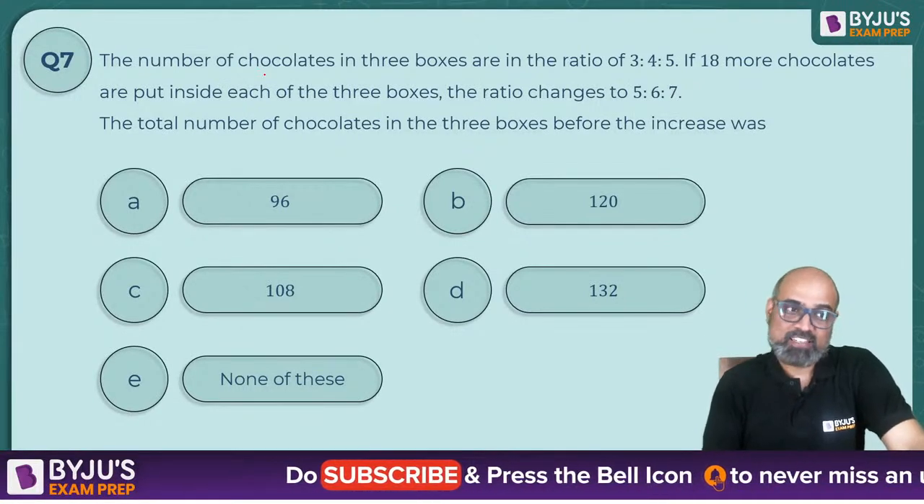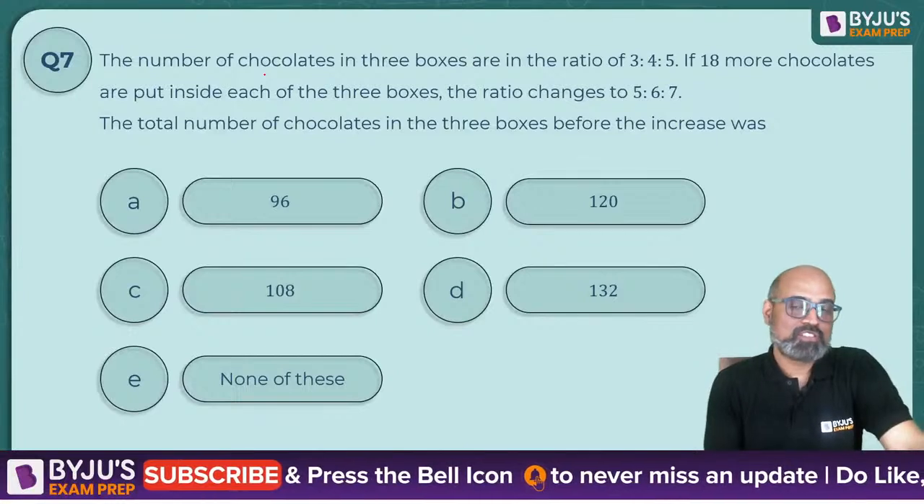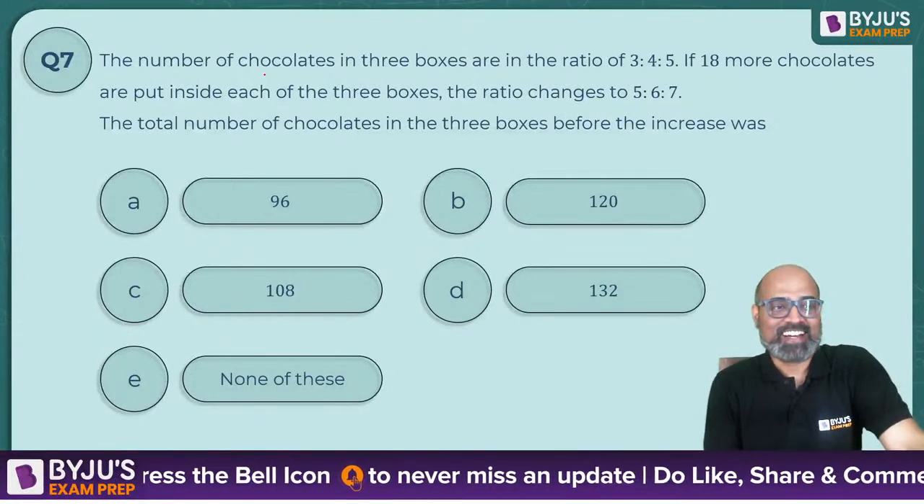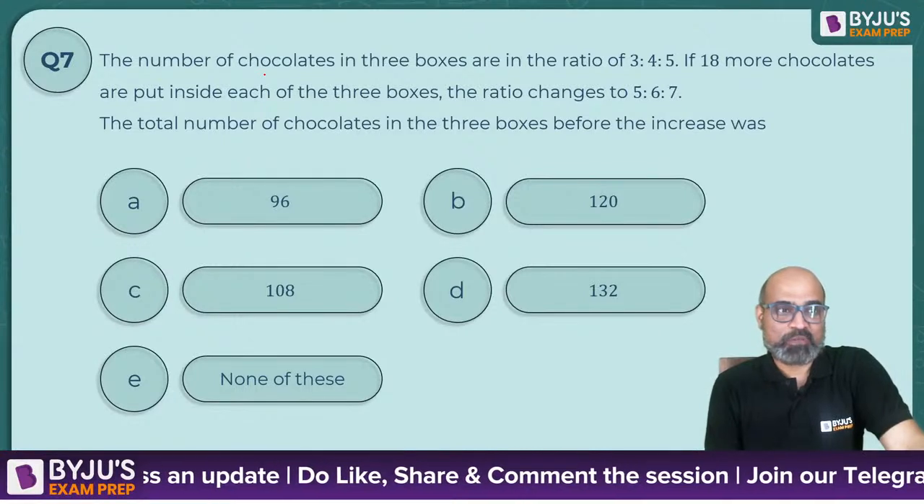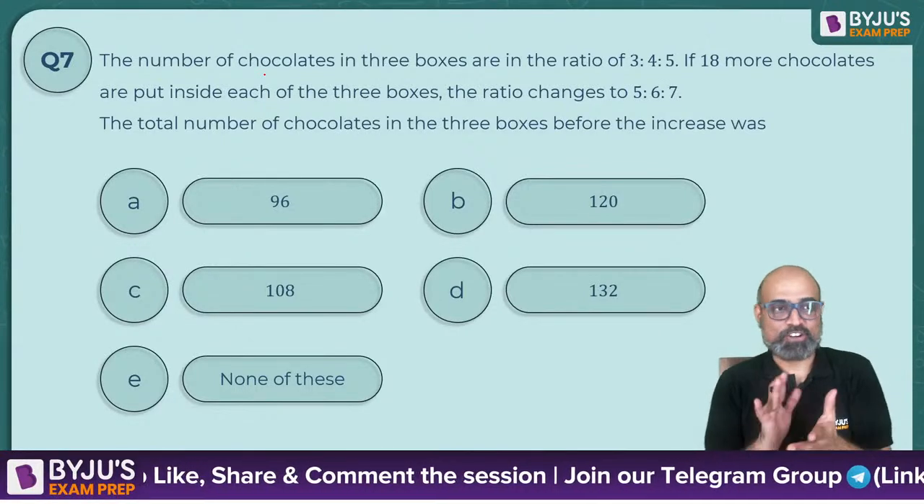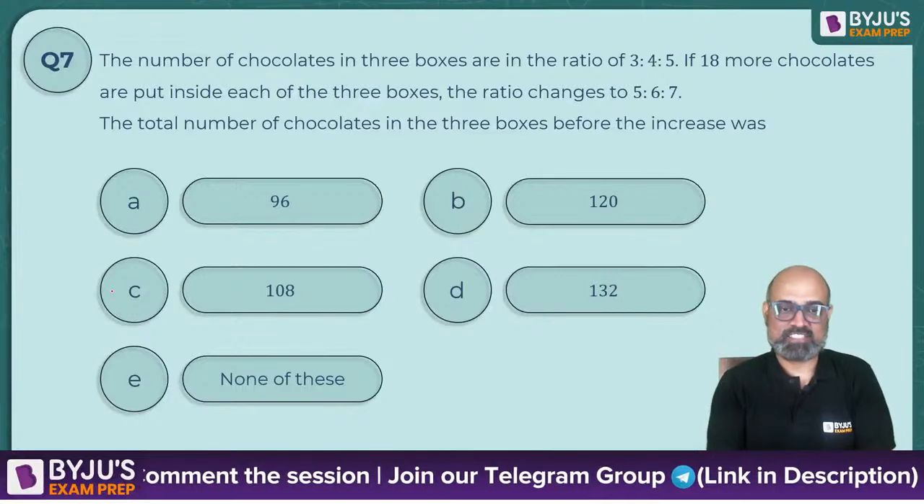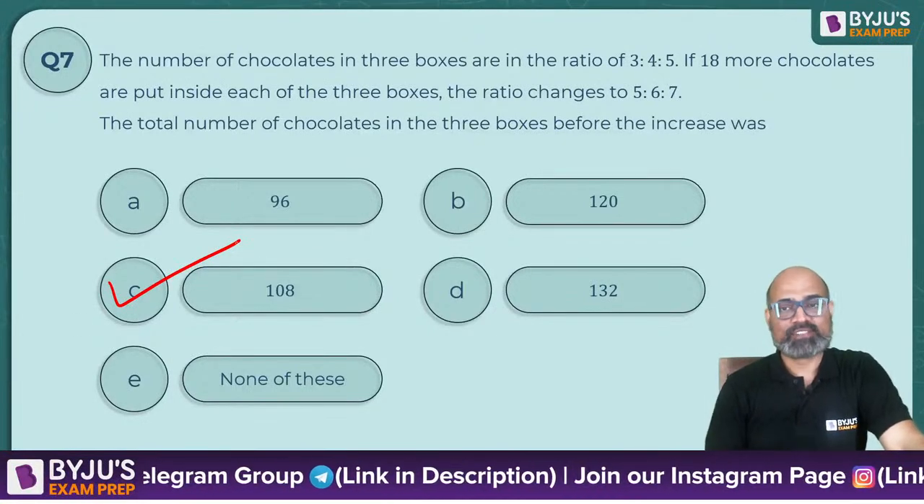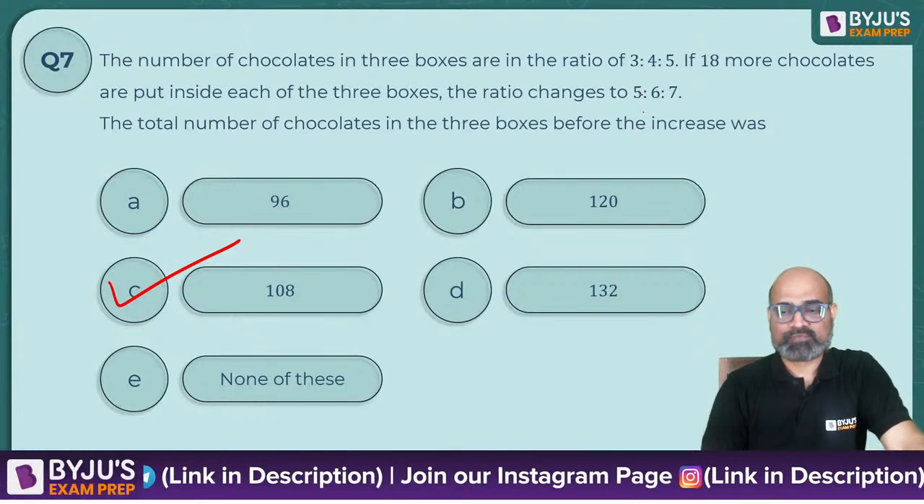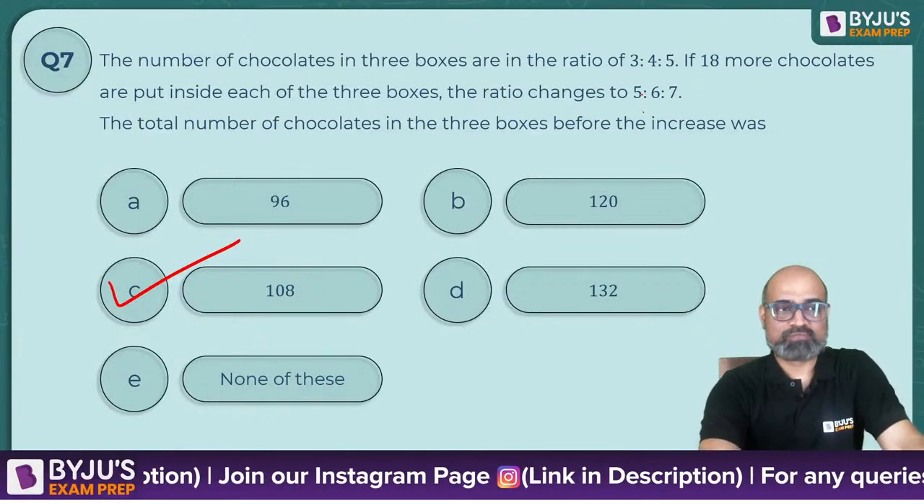Swagat says C 3 times. Jeet says C. Ajay says C. Shubham says C. 108. Very good. Very good. Nice. C is your answer. Right? Good.